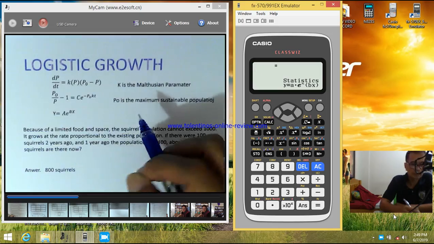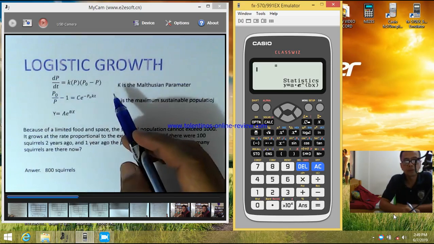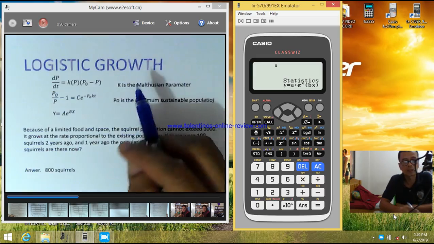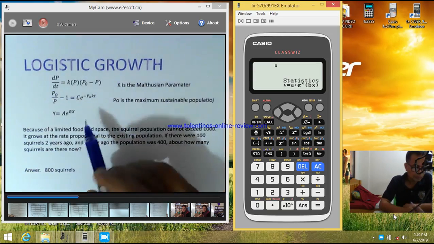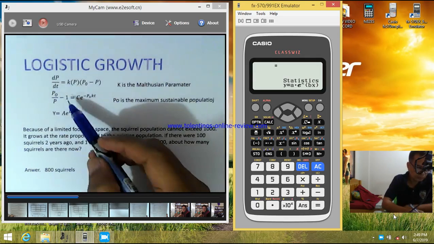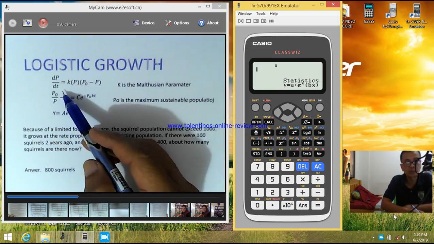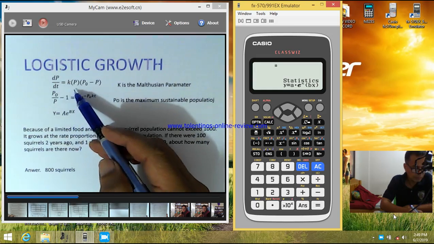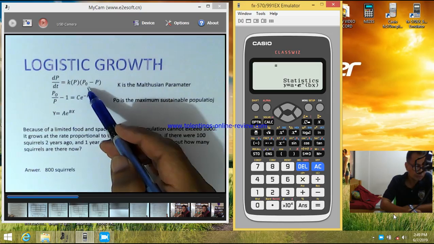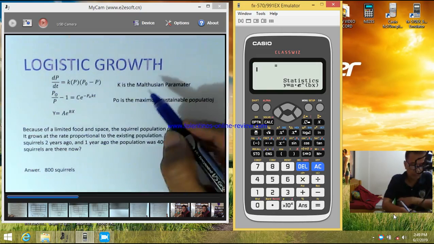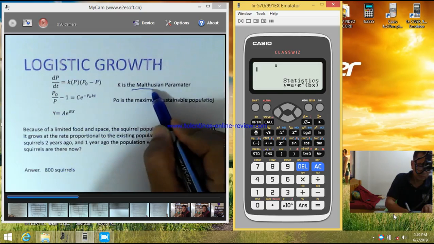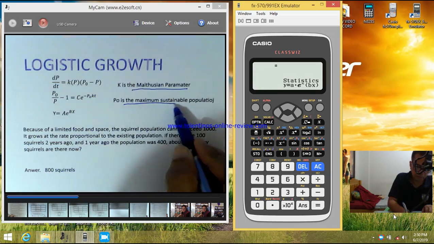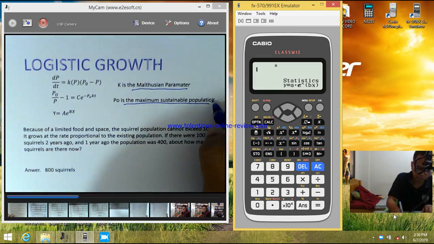I'm going to discuss to you the concept of logistic growth and its applications to the calculator. When you say logistic growth, the mathematical model or the differential equation model is dP/dt equals kP times (P sub O minus P), where k is the Malthusian parameter and P sub O is the maximum sustainable population.